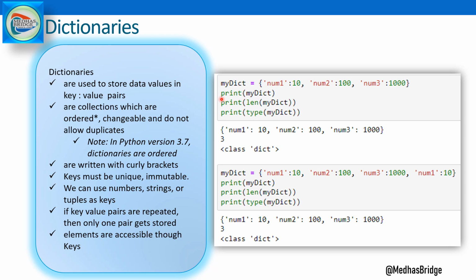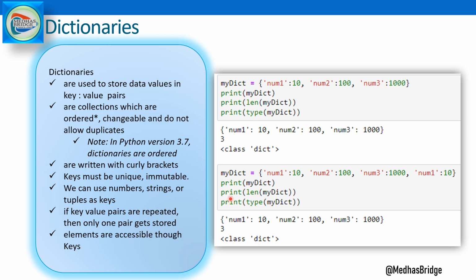Here is an example. Here, myDict is a variable of class type dictionary. Here we have three key value pairs. num1, num2, num3 are keys, and 10, 100, 1000 are the values corresponding to keys num1, num2, num3. All key value pairs are separated by commas and enclosed with curly brackets.